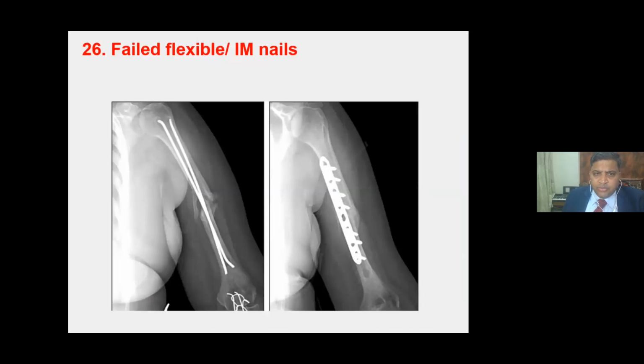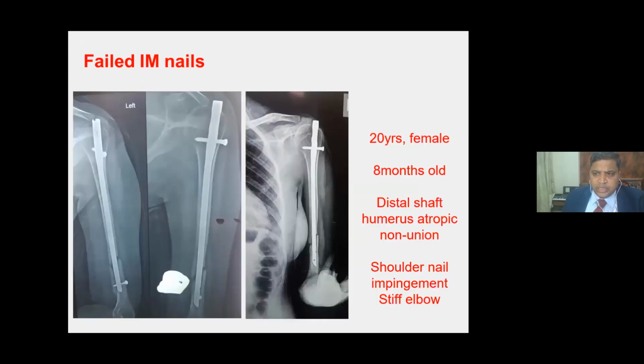Further case scenario, the failed flexible intramedullary nails. As you can see here, the intramedullary nails which have failed are leading into the non-union. You need to take them out and replace them with the plate and do a bone graft, and you can see ultimately good union. Further down the line, if the intramedullary nail fails, then you should go for plating. So this is a classical example of that.